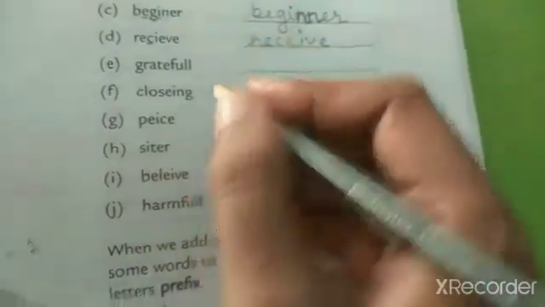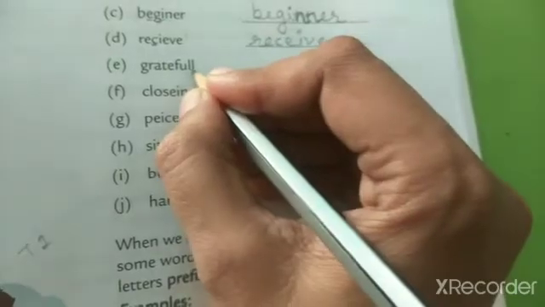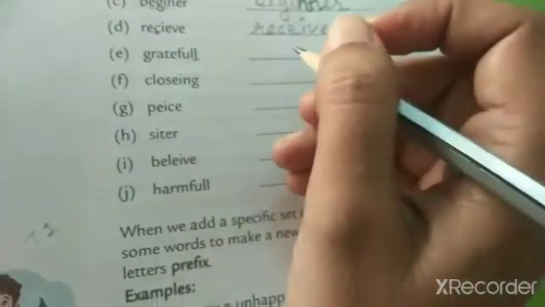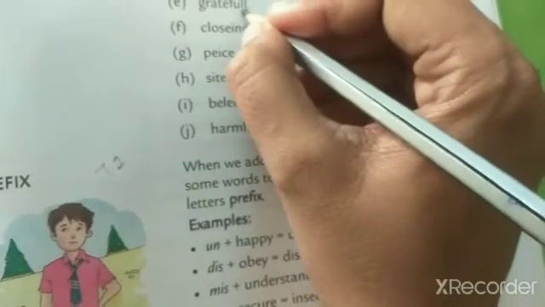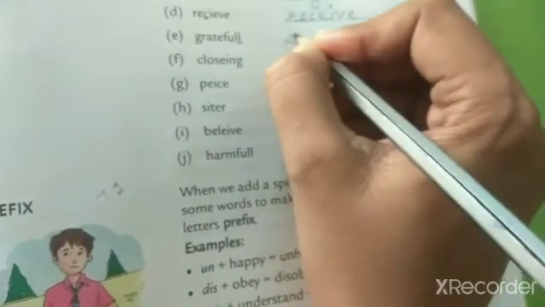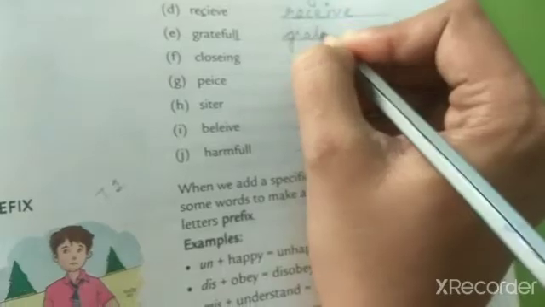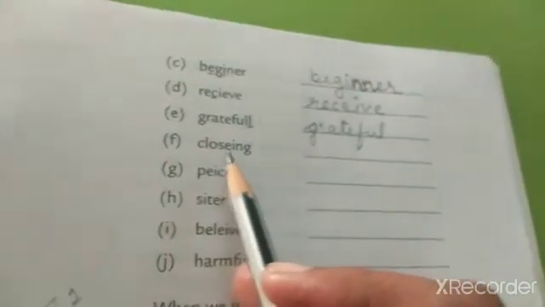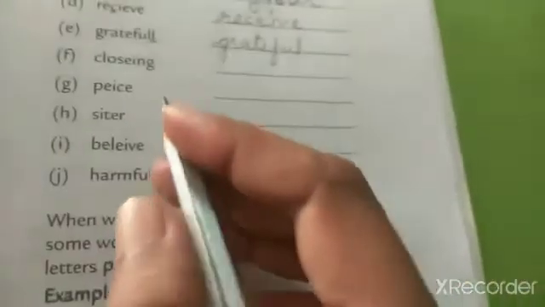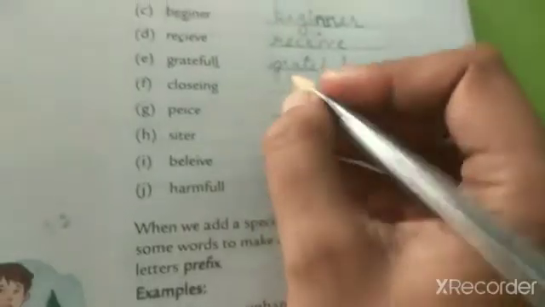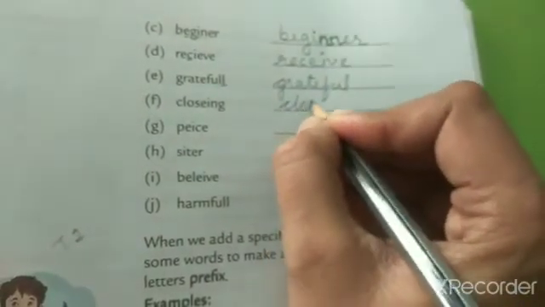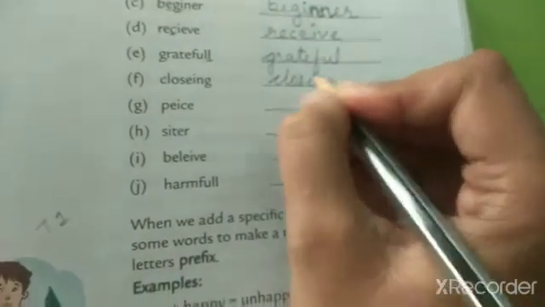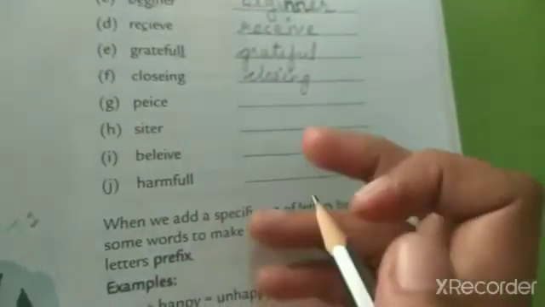Next is grateful. As it is told, whenever we add the suffix full, we spell it as full but we write only one L. So it becomes grateful. We don't use double L at that time. Next is closing. Whenever vowel E is at the end of the word, we drop that E, we omit E and then we write the suffix. So it becomes closing.